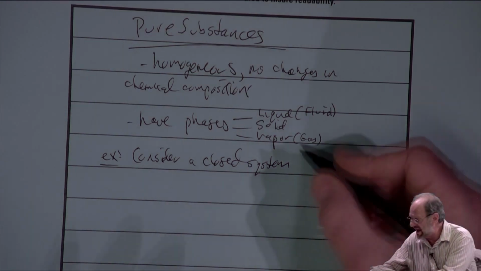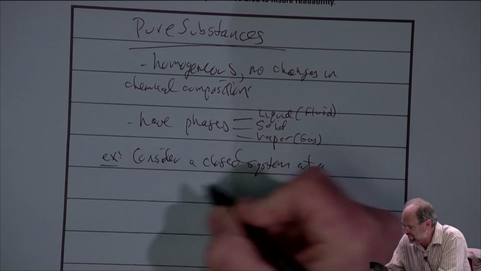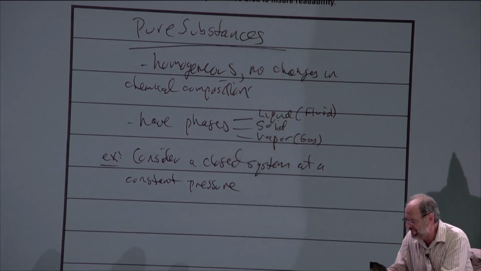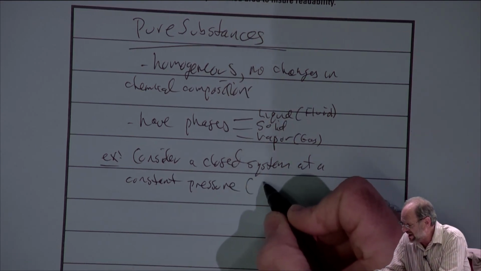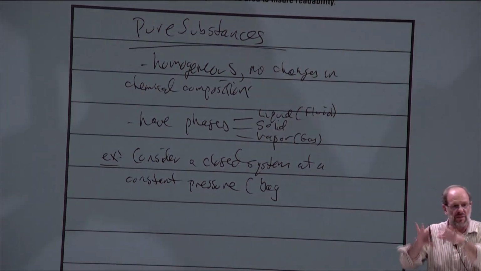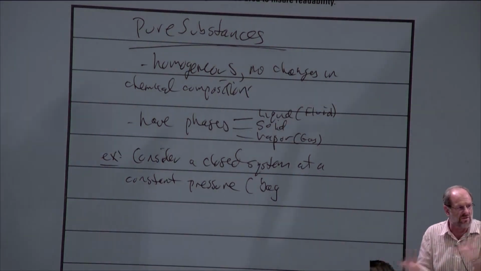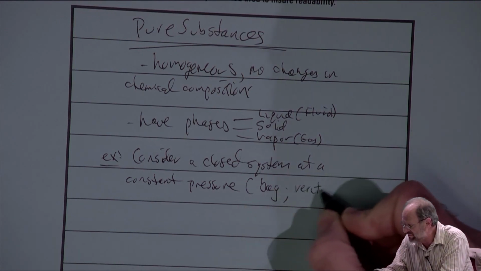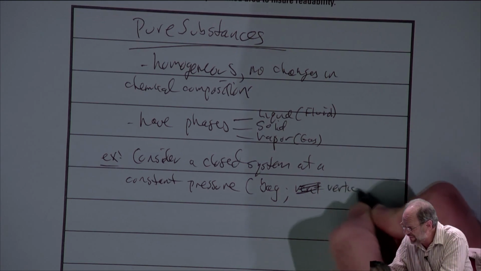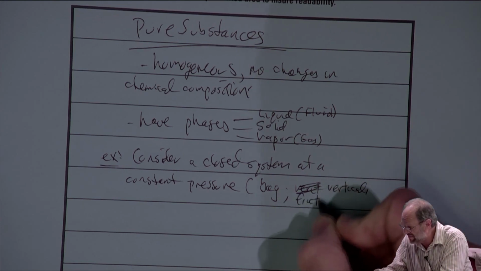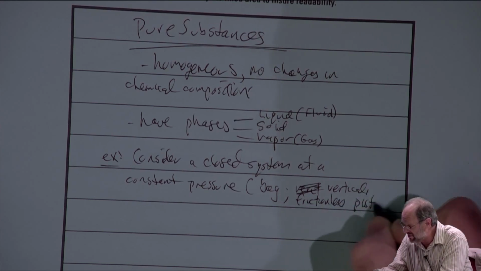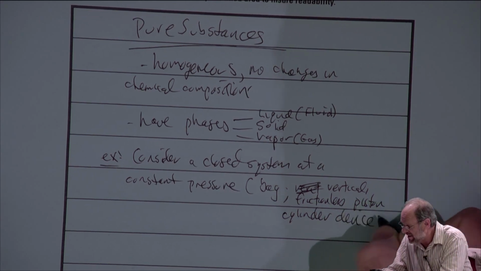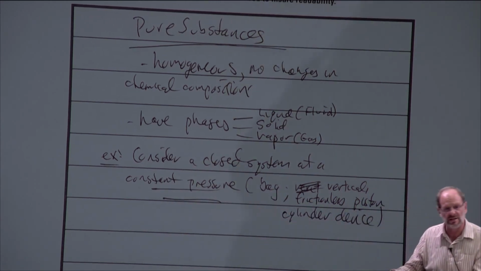And let's assume that it's at constant pressure. So, for instance, maybe you just have a bag. You have something inside that bag in the atmosphere. Its pressure is always going to be at atmospheric pressure. Or you could also think of it as a vertical, frictionless piston cylinder device. Okay. In either case, we're looking at something that has a constant pressure.